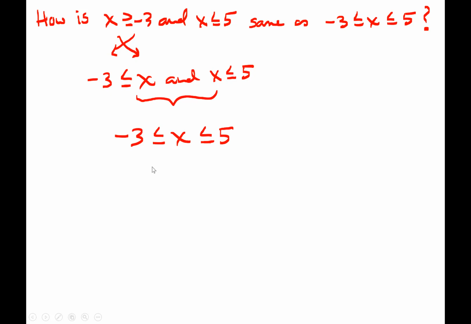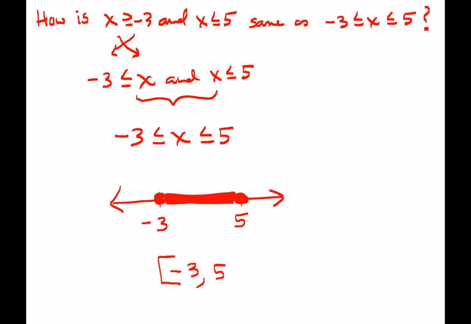But let me say it in English. Let's see if it makes sense. -3 is less than the number that I want. And the number that I want is less than 5. And so as you read it in English, it makes perfect sense as you're talking about the number that you want. All right, and the graph, just like in the previous slide, exact same thing. There it is, bracket notation, or bracket for interval notation.